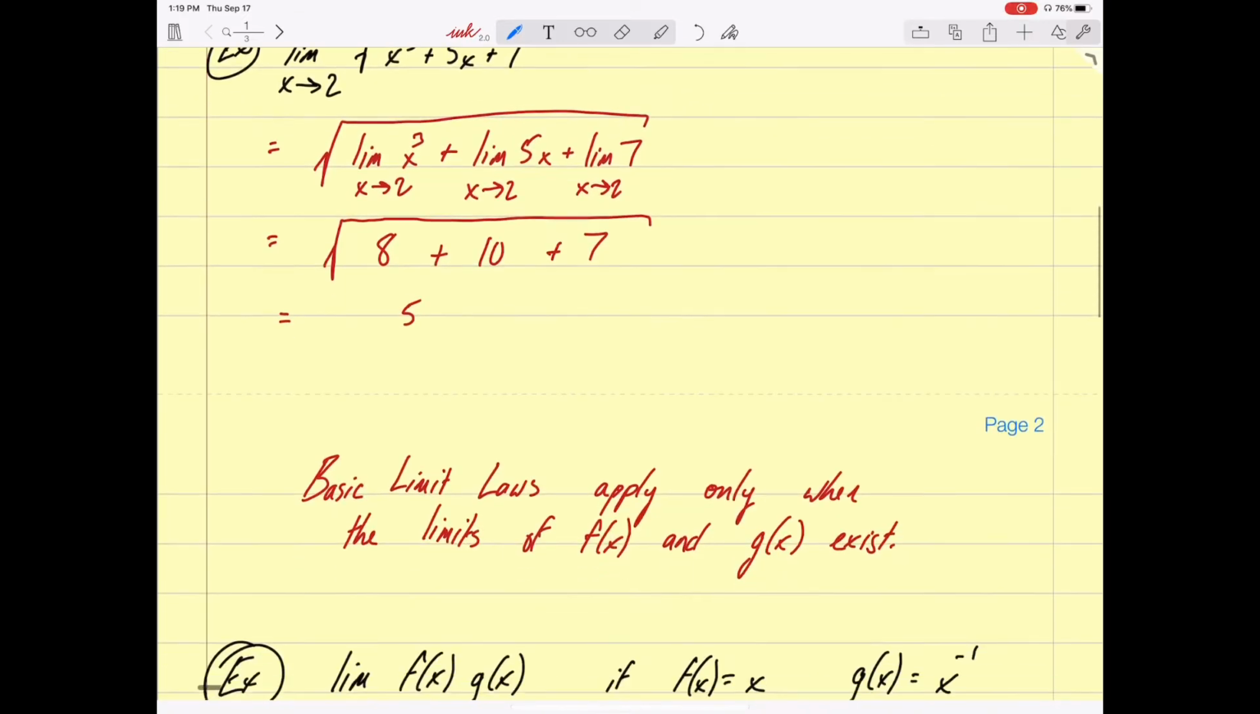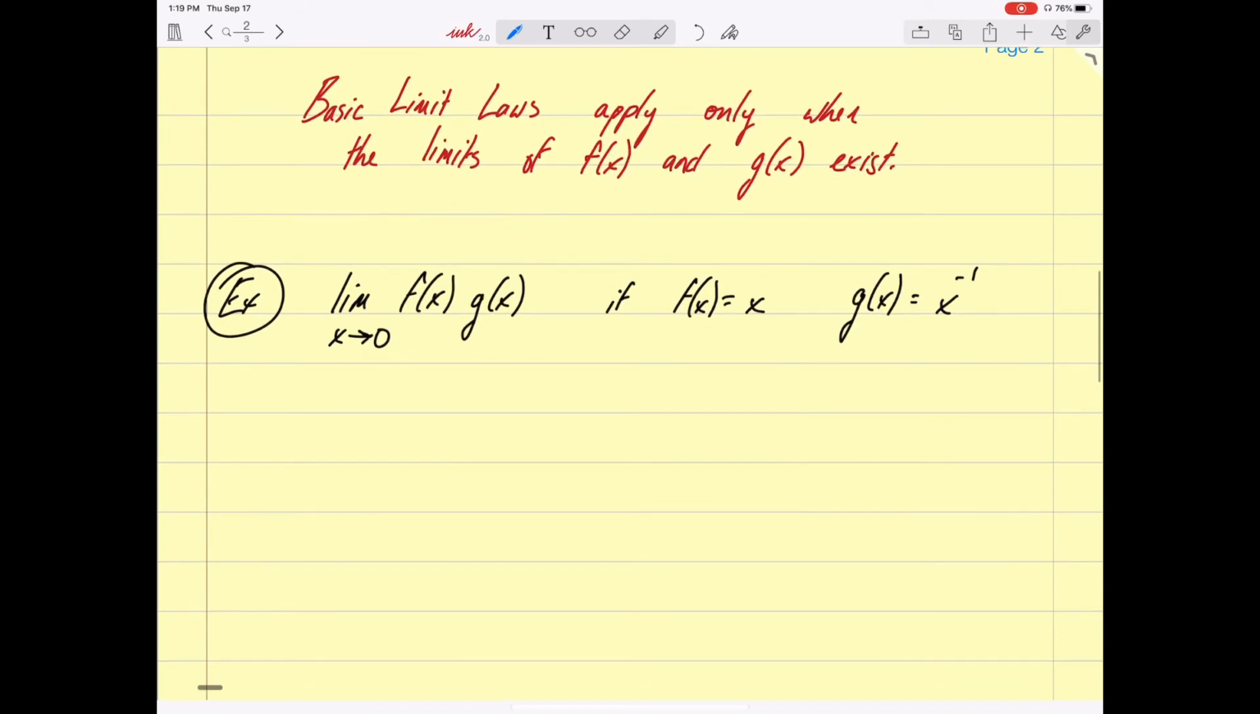Okay, so let's go to the next one. Basic limit laws apply only when the limits of f of x and g of x exist. So when you do this, if one part of the limit doesn't exist, then the overall limit wouldn't exist. In order to use the limit laws, all of the limits must exist for the whole limit to exist. So it's easier to look at an example like that.